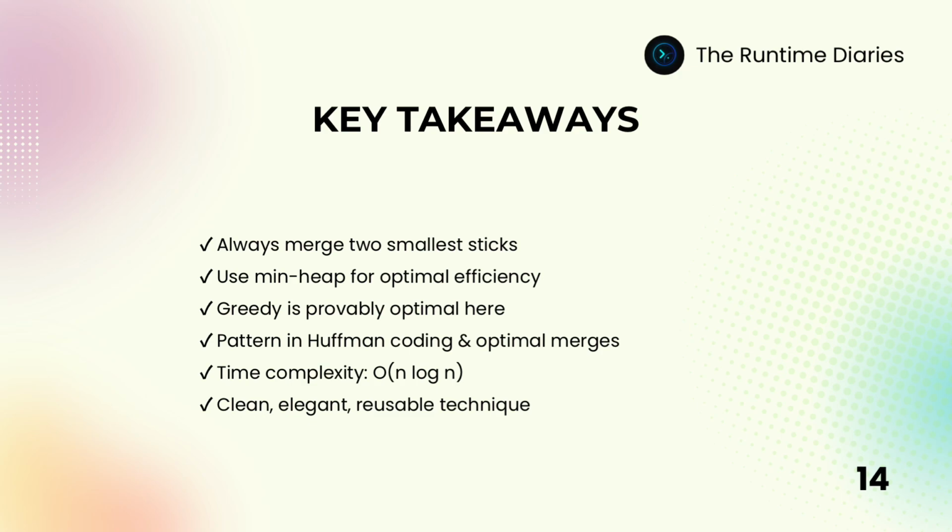Let's summarize. First, always merge the two smallest sticks. Second, min heap gives optimal efficiency. Third, the cost model encourages greedy behavior. Fourth, this mirrors Huffman coding and optimal merge algorithms. And fifth, final runtime is O of n log n and very scalable. This is a perfect example of picking the right tool, the heap, to express the greedy insight.